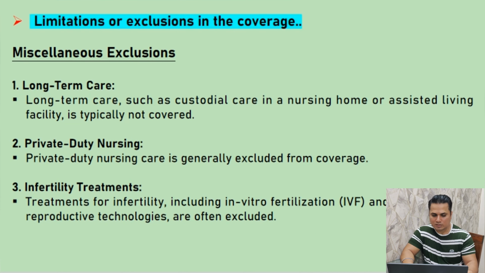Miscellaneous exclusions. Number one, long-term care. Long-term care such as custodial care in a nursing home or assisted living facility is typically not covered. Number two, private duty nursing. Private duty nursing care is generally excluded from coverage. Number three, infertility treatment. Treatments for infertility, including in vitro fertilization, which is called IVF, and other assisted reproductive technologies, are often excluded.